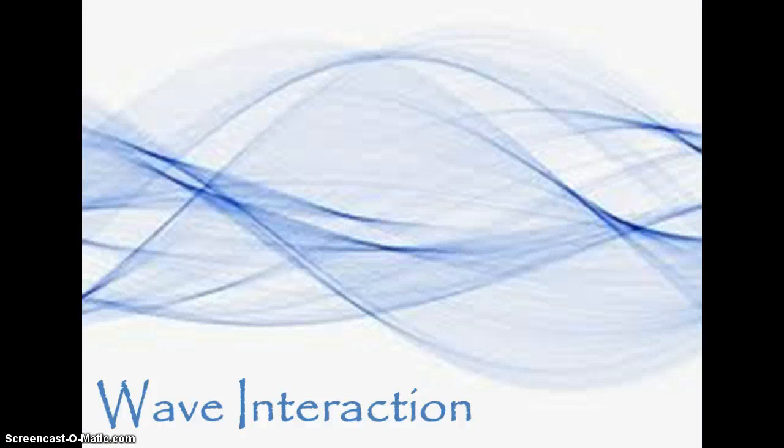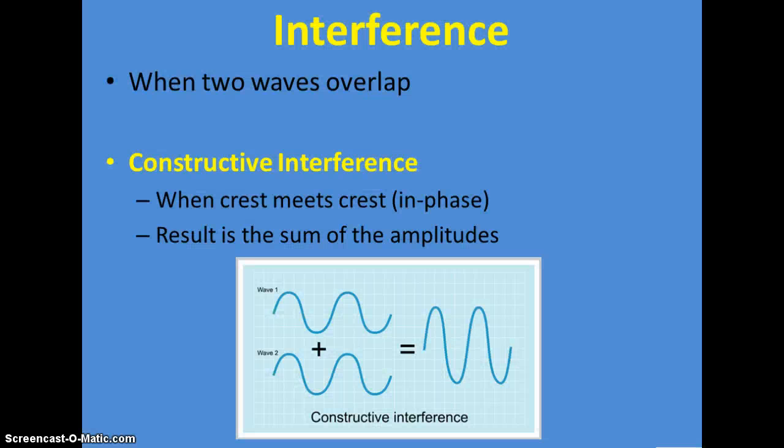We are also going to look at wave interaction. Interference, when 2 waves meet or overlap. There's constructive. Think about it in this way. Construction, you build. So the amplitude is going to increase. It's going to be this amplitude plus this amplitude. It will increase. The result is always the sum of the amplitudes. Know that phrase. The result is the sum of the amplitudes.